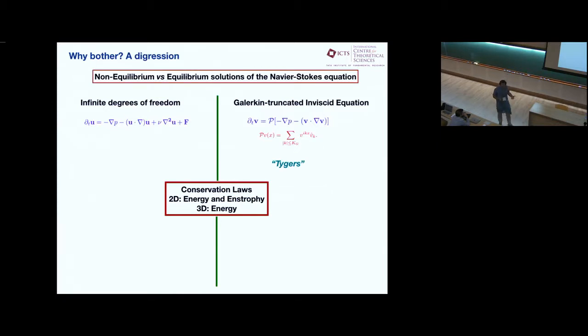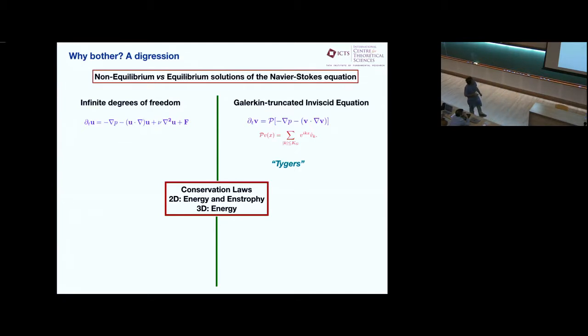So a natural question, of course, and it's a very valid question, is why bother? Let me try to answer that question a little before we start playing with this weird model. One of the reasons we stumbled upon this is in trying to understand the interplay between non-equilibrium and equilibrium solutions of the Navier-Stokes equation. So what do I mean by that?